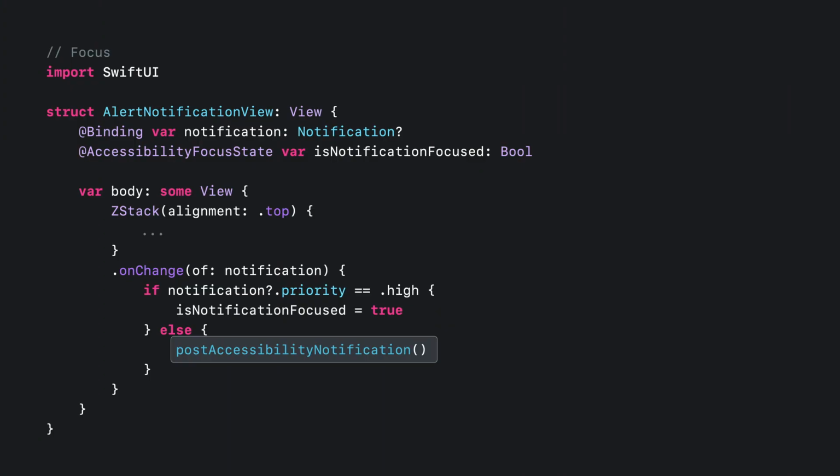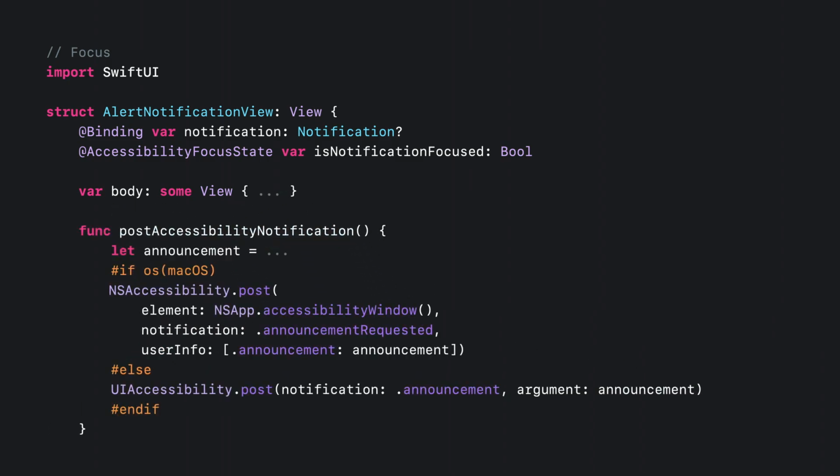It's especially important to note that moving focus programmatically can be very disruptive if no user interaction occurred. It takes the user out of whatever context they were currently focused on, so it must be handled with care. So for lower priority notifications, I'll post an accessibility notification for VoiceOver to announce. This way, VoiceOver users still know a new notification has appeared and can navigate to it if desired.